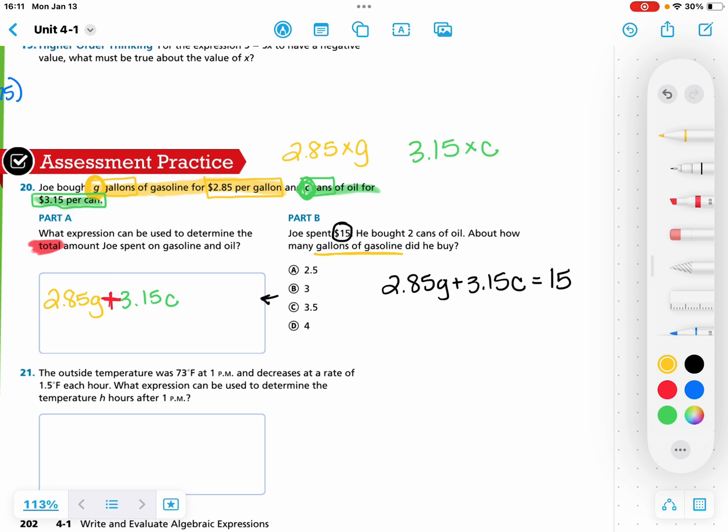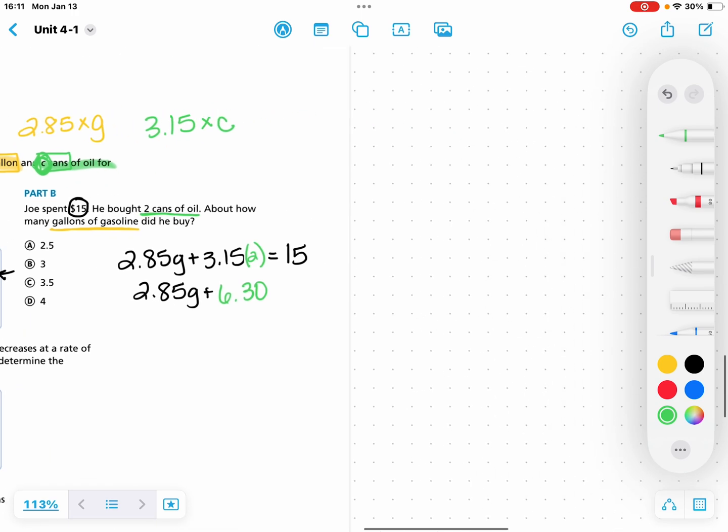Now, I am told that he bought 2 cans of oil, so I'm just going to plug that in for C, 3.15 times 2, because he bought 2 cans. Then we're going to go through the process of solving. 2.85 G, I can't do anything with that yet. Plus 3.15 times 2, I can go ahead and multiply. This is going to be 6.30.